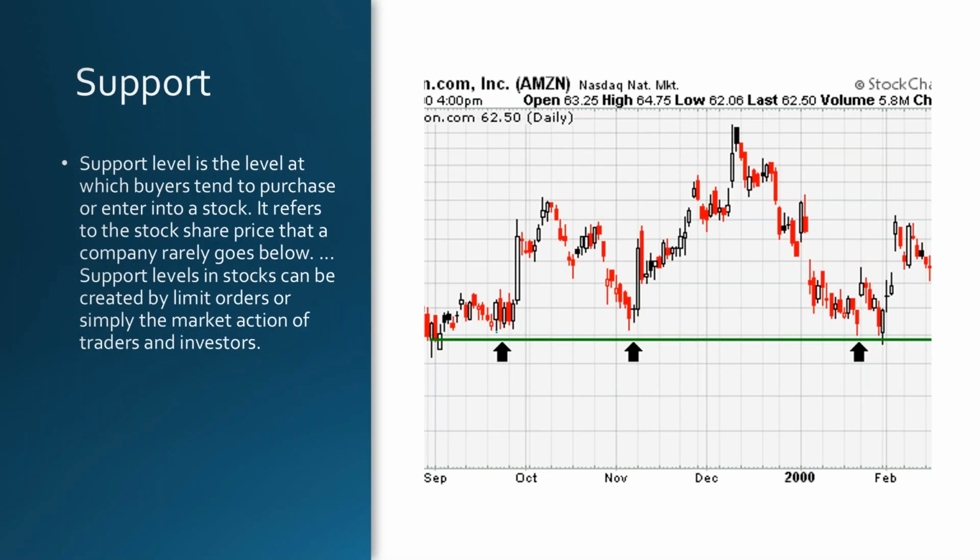Just by looking at this picture, wouldn't it make sense that our best entries would be right here? Our best entries would be right here. Right here. Or right here.